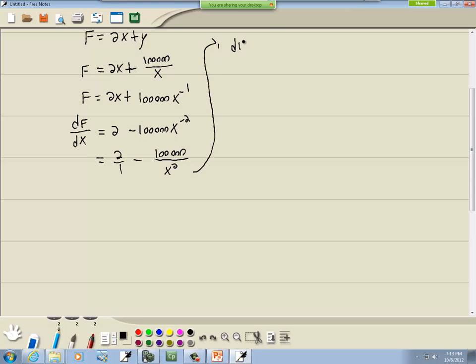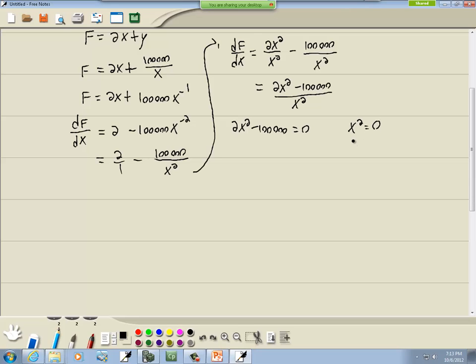Okay. Well, we want to get a common denominator, so I'll multiply the top and bottom of the first fraction by x squared. So we've got 2x squared over x squared minus 100,000 over x squared. So that gives us 2x squared minus 100,000 over x squared. Okay. That's our derivative. So now to find the critical values, we set the top part equal to 0 and the bottom part equal to 0. So I got 2x squared minus 100,000 equal to 0, and x squared is equal to 0.